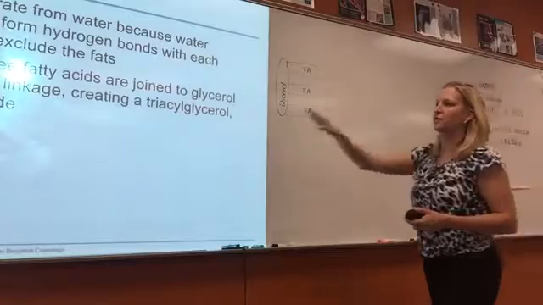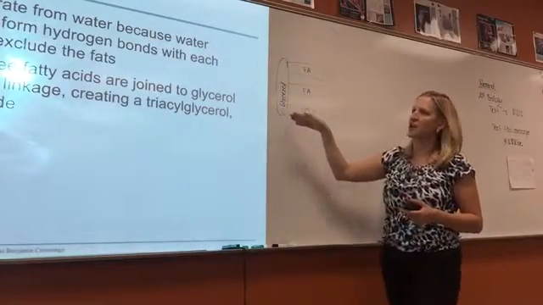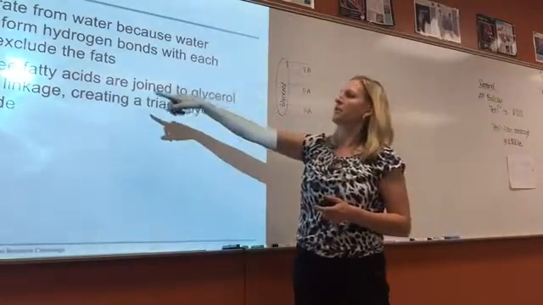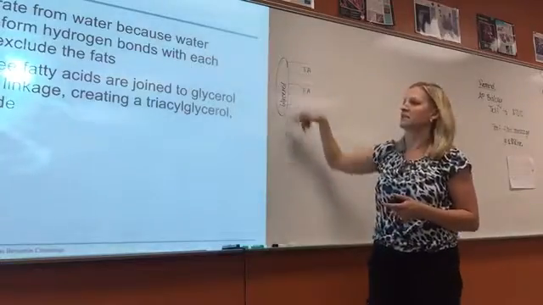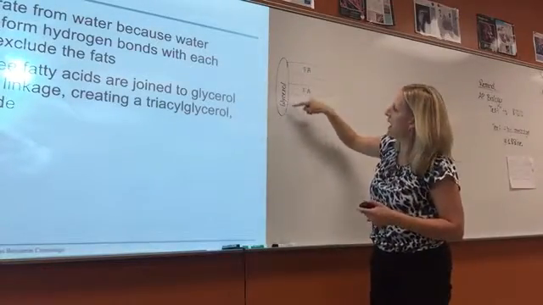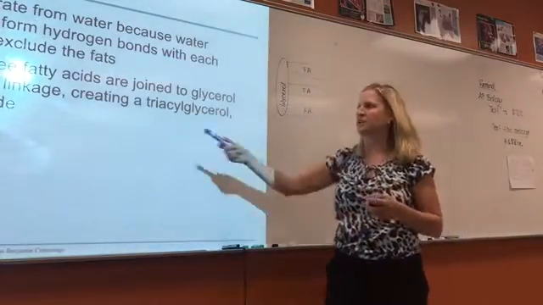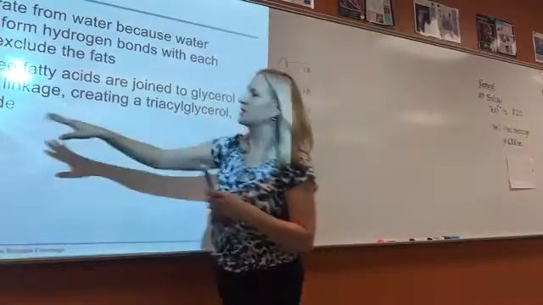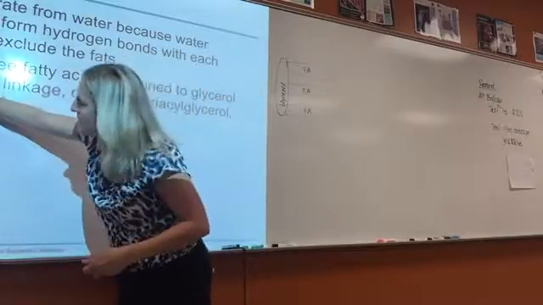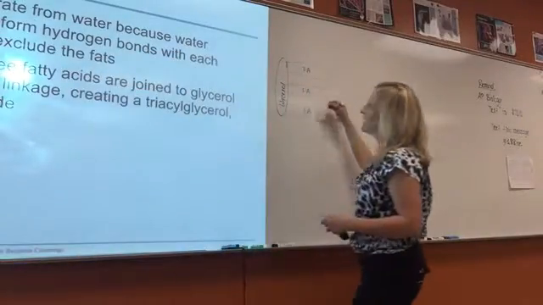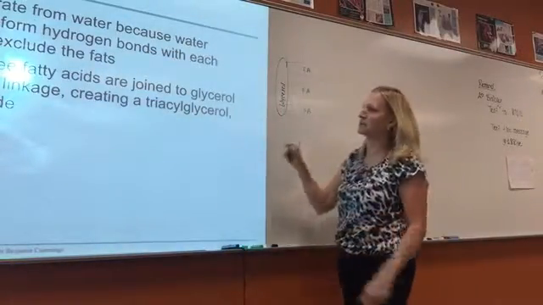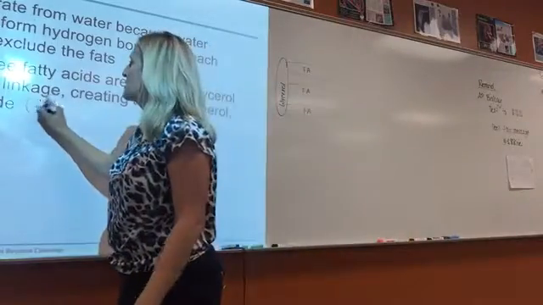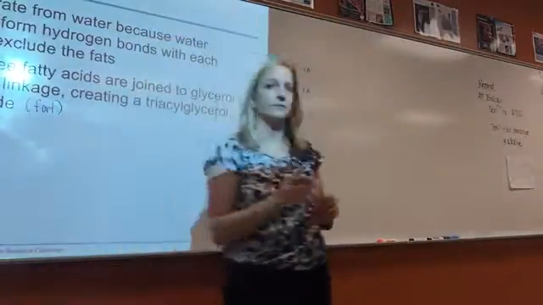So in a complete fat, as I just wrote here, the 3 fatty acids are joined to that glycerol. The bonds that join them are called an ester linkage. And we call this a triacylglycerol, or sometimes a triglyceride. Tri meaning 3, because you have 3 fatty acids. Glyceride is coming from the glycerol. In layman's terms, we call that fat. Okay?